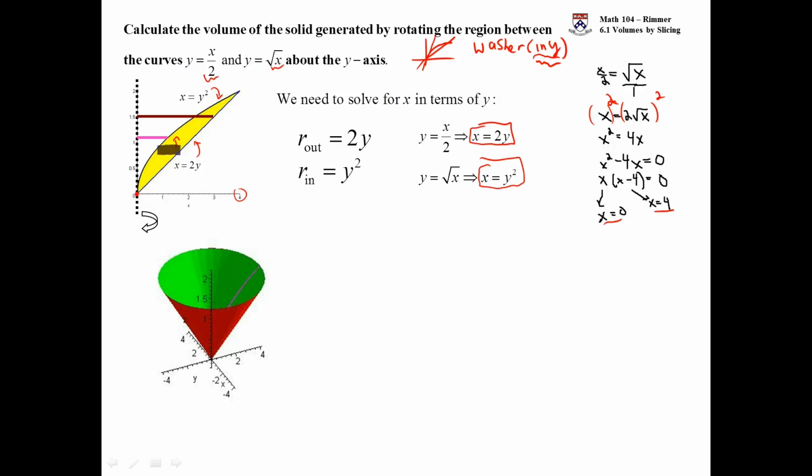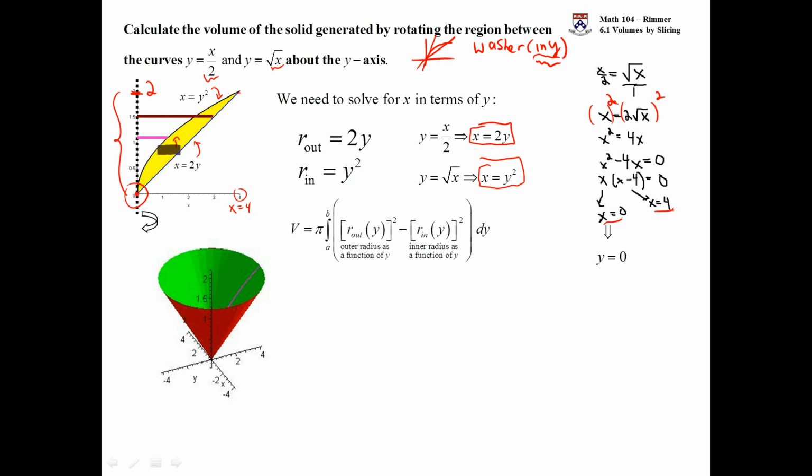So we have our outer radius, we have our inner radius. Now we're going to set up the washer formula where we take the outer radius and square, and from that we subtract what we get when we square the inner radius. And we integrate from some a to b. But remember, this is y. We're integrating with respect to y. So the a would be 0, but to get the b, plug this x equals 4 that we found into either formula, and it will tell us that y is 2. So the limits of integration aren't this 0 and 4, these x numbers, we have to translate them to be 0 and 2 for y.